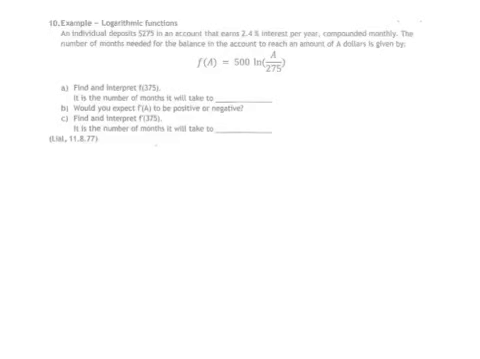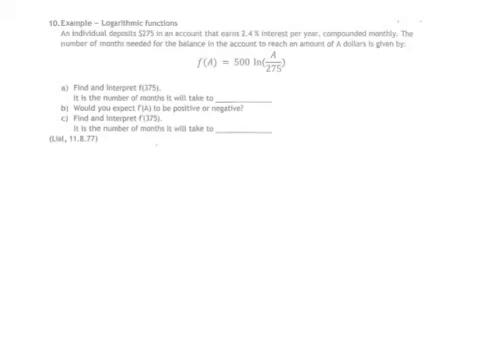Welcome to week 6, question 10, logarithmic functions and their applications. The question reads, an individual deposits $275 in an account that earns 2.4% interest per year compounded monthly. The number of months needed for the balance in the account to reach an amount of $A is given by F of A. Part A asks us to find and interpret F of 375.